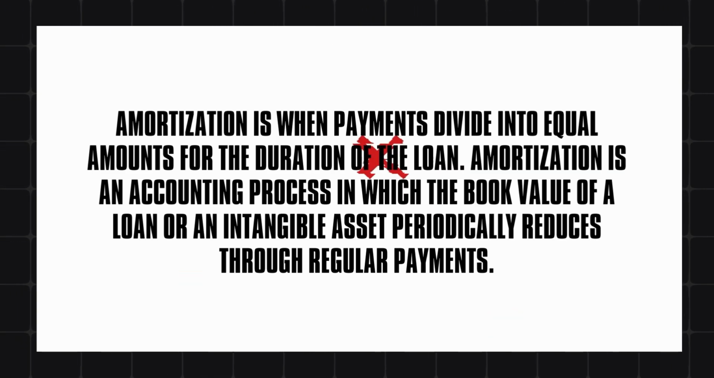Amortization is the systematic process of paying off a loan in equal installments over a set period. It's an accounting method that gradually reduces the book value of a loan or intangible asset through regular payments, ensuring a consistent and predictable repayment schedule.